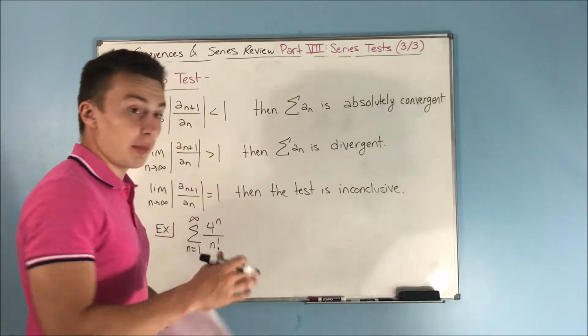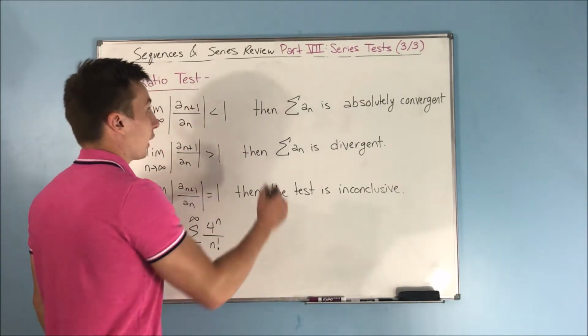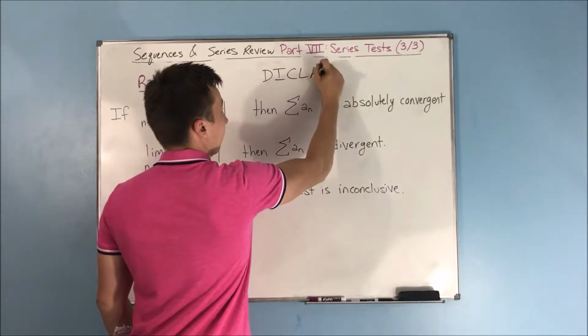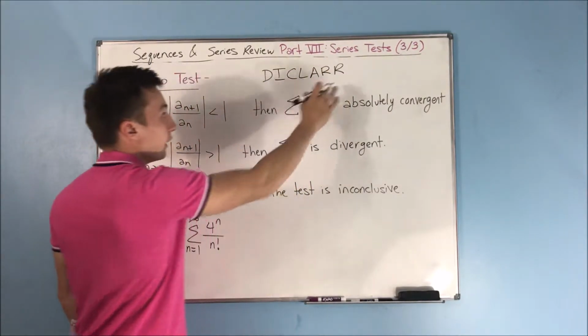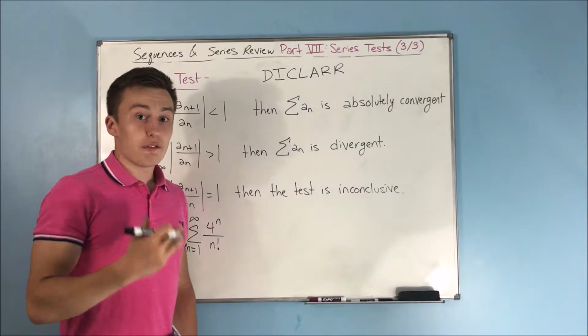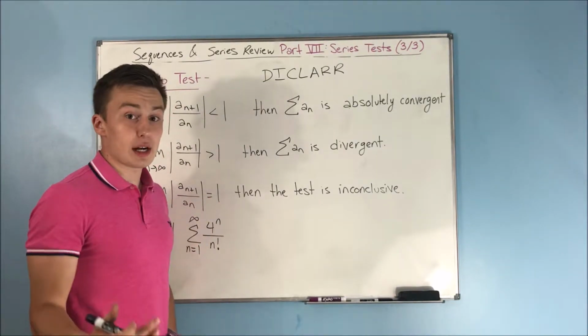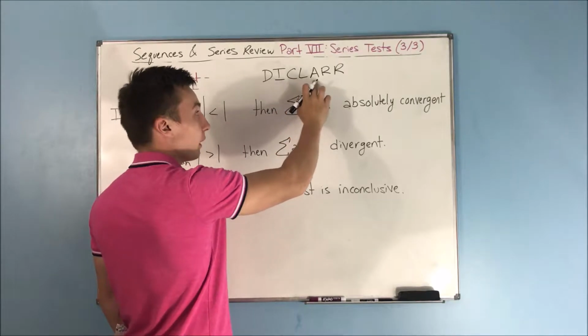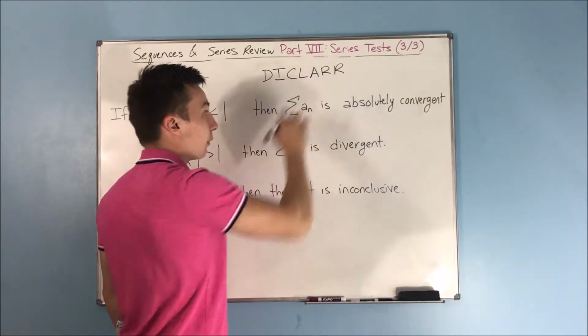Some of you may not be familiar with that checklist, and I'll go over it in another video. It is called DICLAR, an acronym for all 7 tests for proving if a series is convergent or divergent: the divergence test, integral test, comparison, limit comparison, alternating series, ratio, and root.